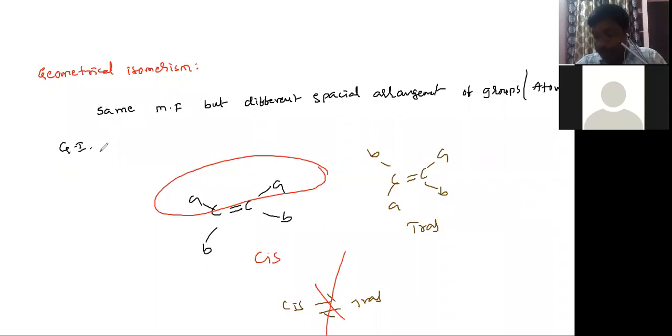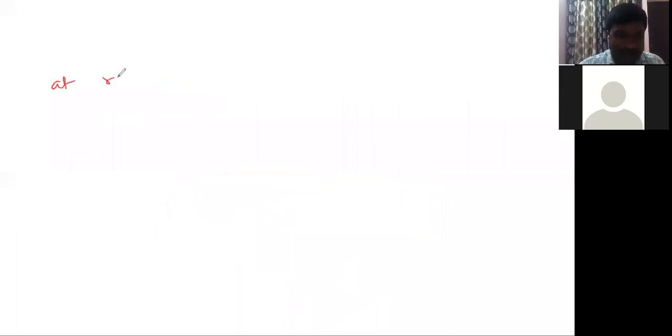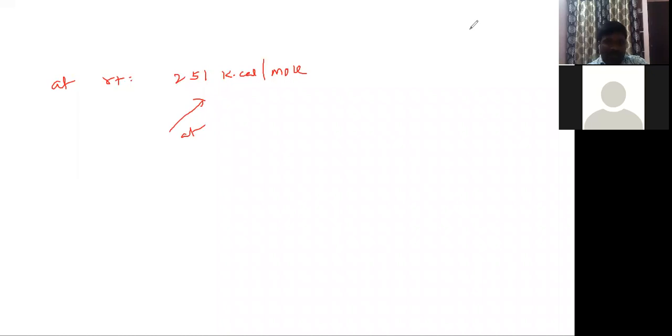Breaking one carbon pi bond at room temperature requires 251 kilocalorie per mole of energy. But we cannot provide that much energy at room temperature.